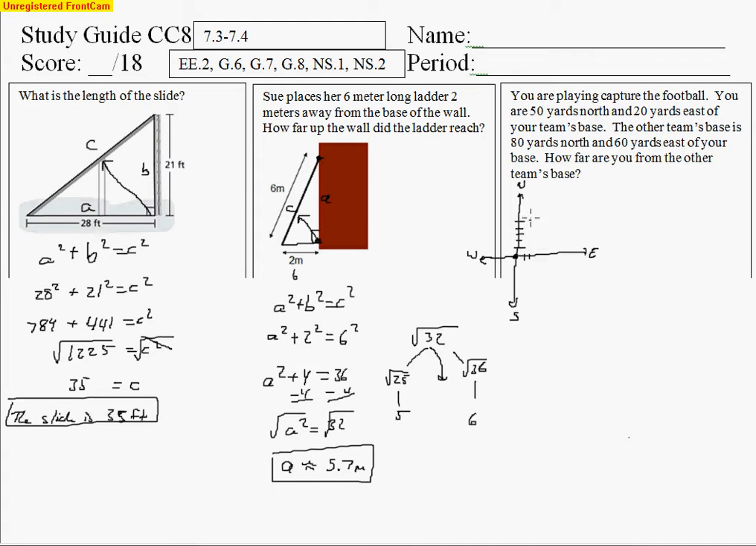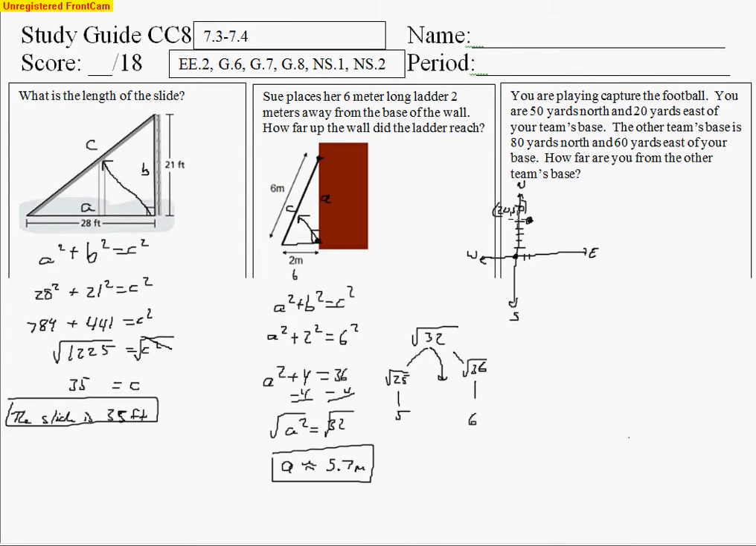So that's that point. And so this point represents 20, 50. 20, 50 is that point. And then the next one, it says the other team's base is 80 yards north and 60 yards east.